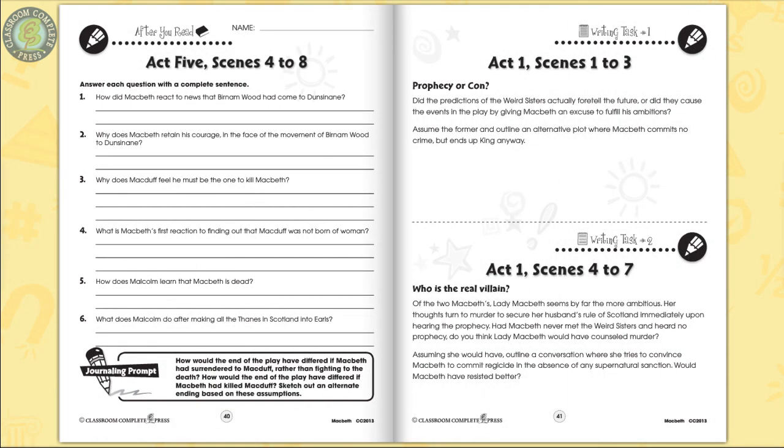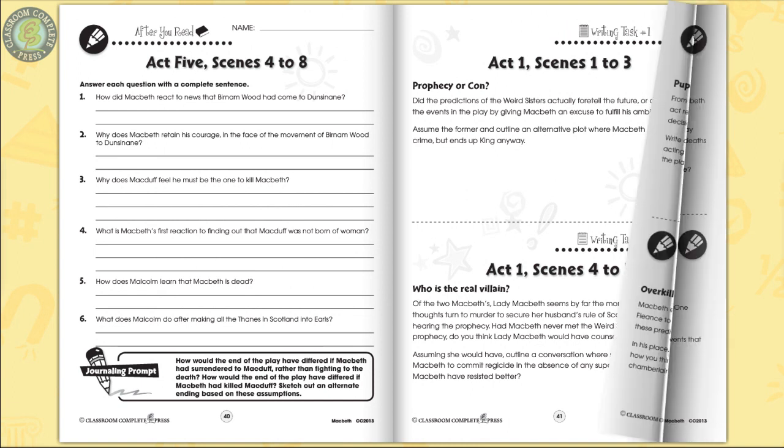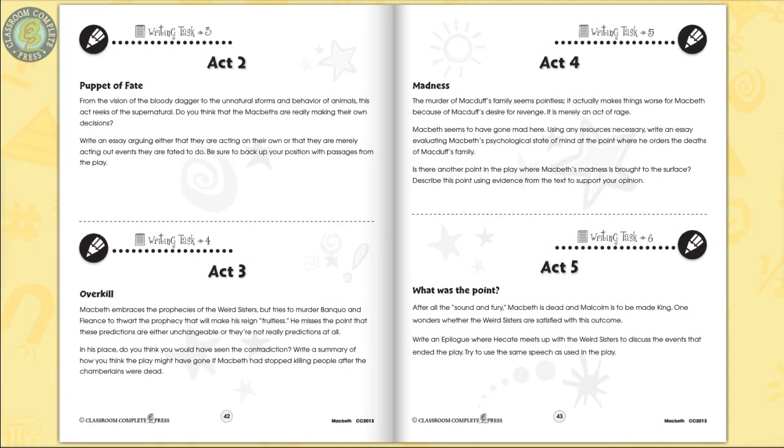6 additional writing tasks follow. Supplement an existing unit with in-depth writing tasks, such as writing an epilogue where Hecate meets up with the Weird Sisters to discuss the events that ended the play.